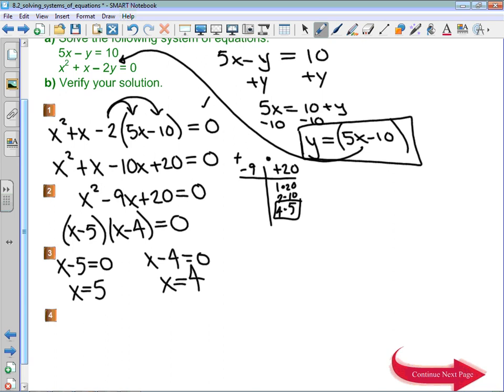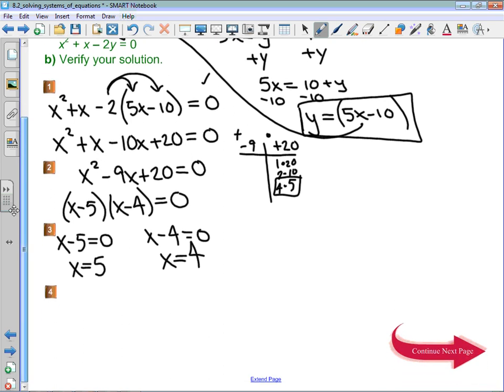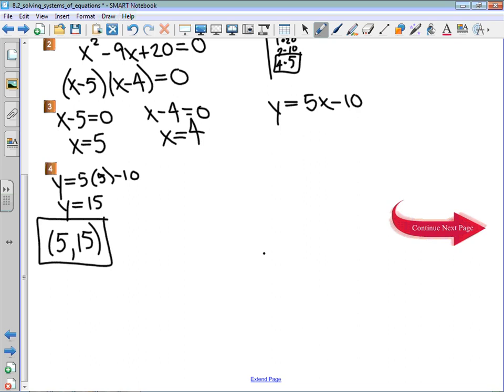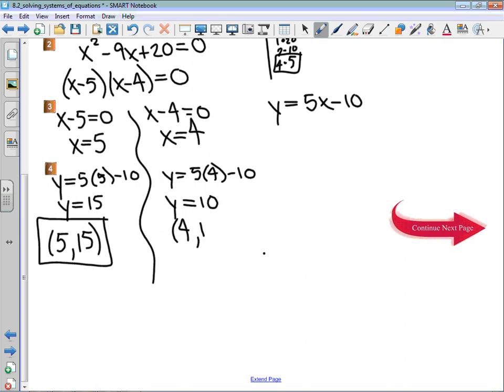Now, what I like to call these are solution branches, and it's the idea that everywhere in this question, y is equal to 5x minus 10. So if I'm saying that x is equal to 5, then y is equal to 5 times 5 minus 10, so y is equal to 15. So (5, 15) is one of my solutions. When x is equal to 4, y is equal to 5 times 4 minus 10, which means that y is equal to 10. So (4, 10) is another one of my solutions.